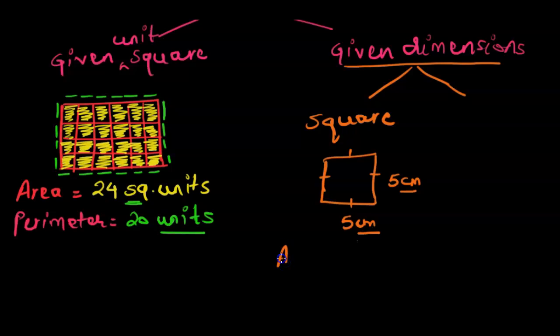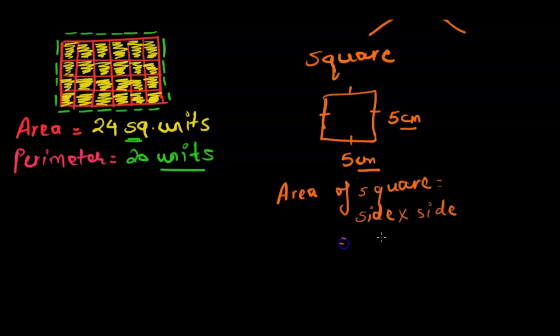So the area of a square is side multiplied by side. That would be equal to, my side is 5 multiplied by another side which is 5. So that's equal to 25, and this is centimeter square. This is how we put in the answer.